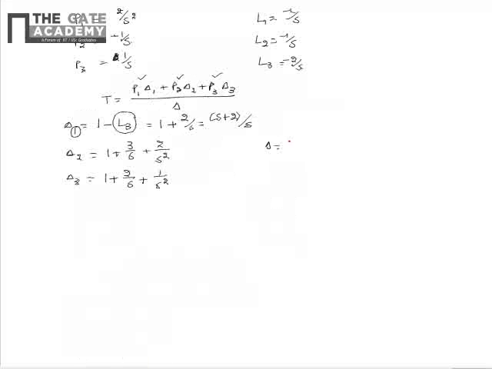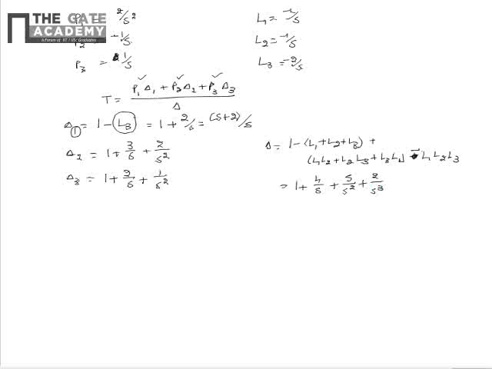And the delta can be written as 1 minus of L1 plus L2 plus L3. This is the delta term for the overall signal flow graph, plus L1 L2 plus L2 L3 plus L3 L1, which is further subtracted with L1 L2 L3. And we see that this upon simplification can be written as 1 plus 4 by S plus 5 by S square plus 2 by S cube.